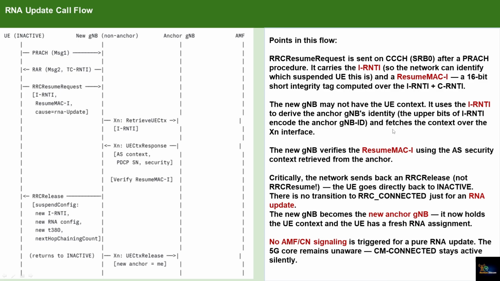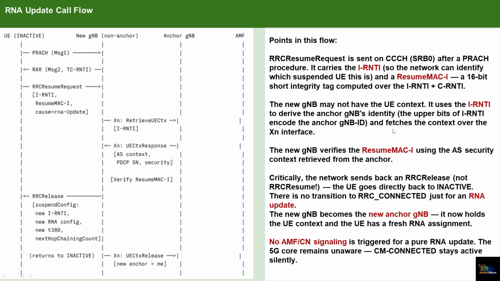So here we send the same RRC resume request to the gNodeB, with the I-RNTI, the resume MAC-I, and the cause being RAN update. The non-anchored gNodeB, meaning the new gNodeB, contacts the anchored gNodeB, the old gNodeB, and retrieves the context details through this I-RNTI, because the UE is known by this I-RNTI only. So the gNodeB, based on this I-RNTI, sends the context details, PDCP SN, and security keys, and verifies the resume MAC-I.